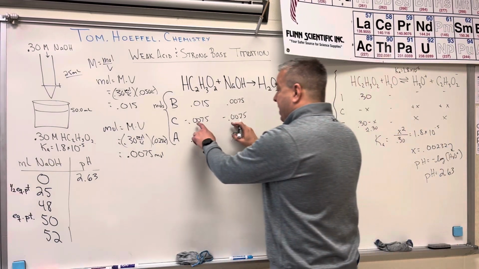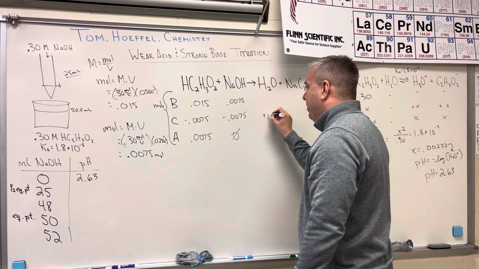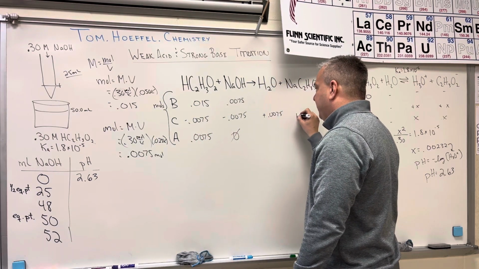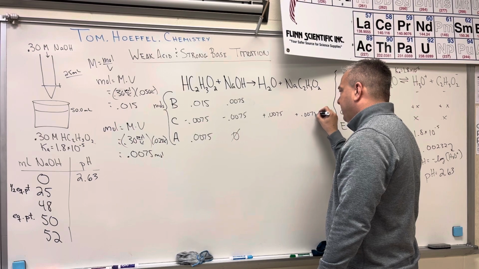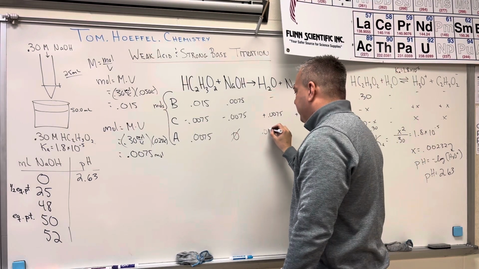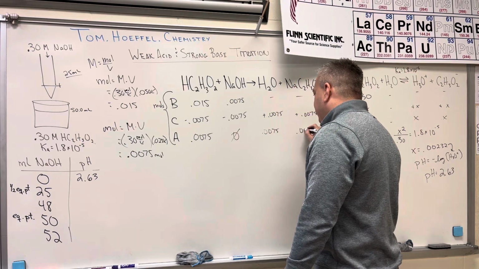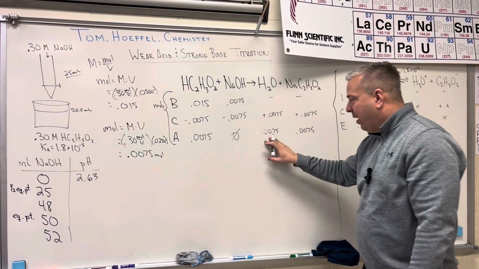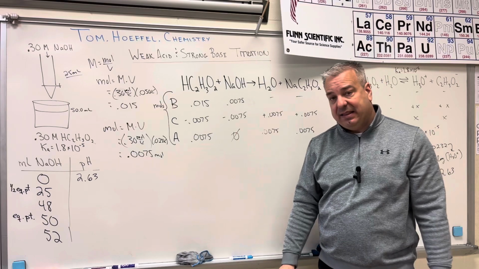Now remember, if these things react, then I'm also going to produce products. And if I start with nothing and I increase it by 0.0075, then this is the amount of moles of water and sodium acetate that I have.